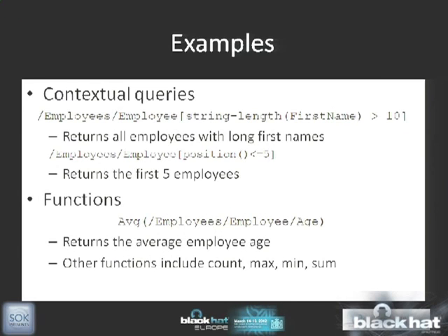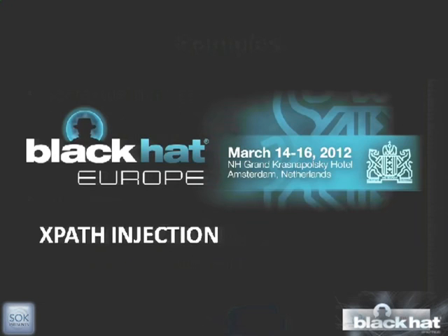Other stuff which you can do, you can call the average function, and you can pretty much write an XPath expression within the average function. And this will give you obviously the average age of all the employees. Things like that. There are functions like count, maximum, minimum, sum, which you can use.